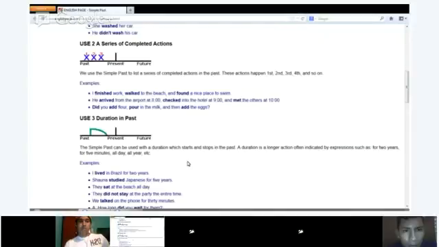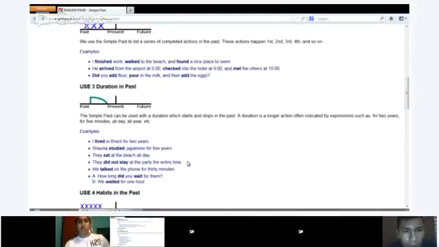Example: I finished work. I walked to the beach. I found a nice place to swim. He arrived from the airport at 8, checked into the hotel at 9 and made the orders at 10. Did you add flour? Pour in the milk and then add the eggs. Okay, good. Nice job. So this is when we're talking about a series of events. Okay, number 1, finished work. Okay, number 2, walked to the beach. Number 3, found a nice place to swim. Okay, so that would be a series of events.